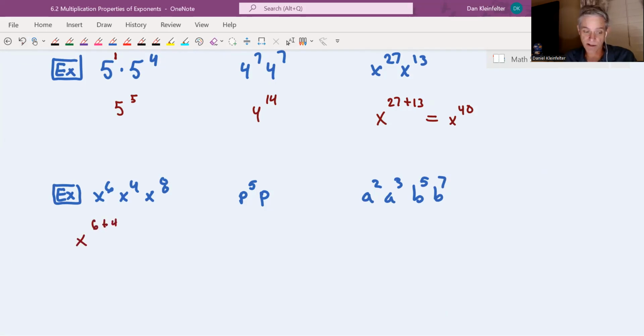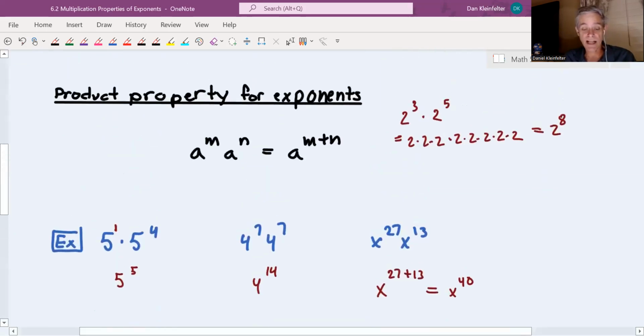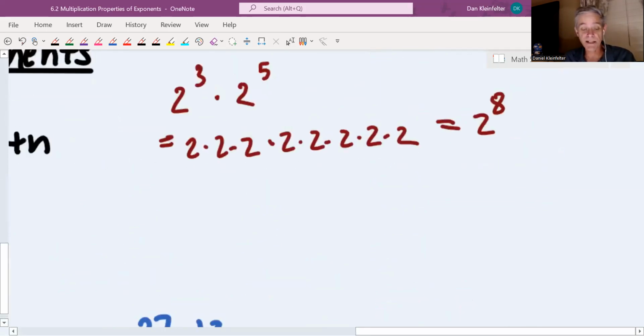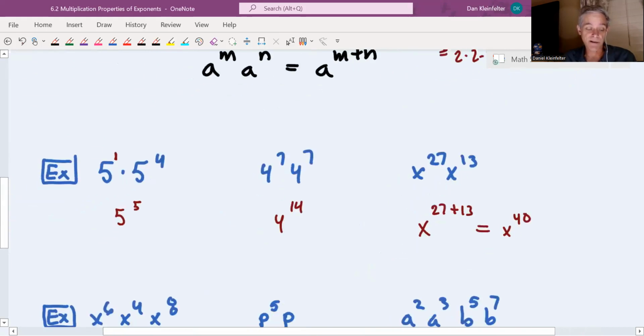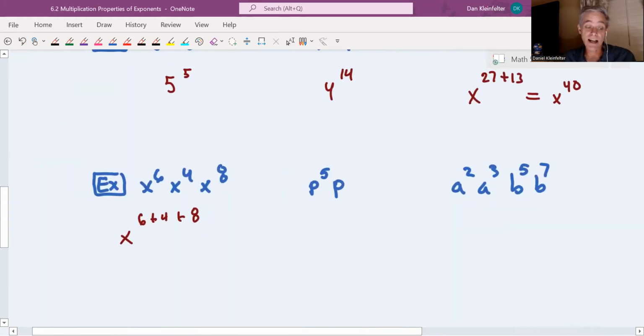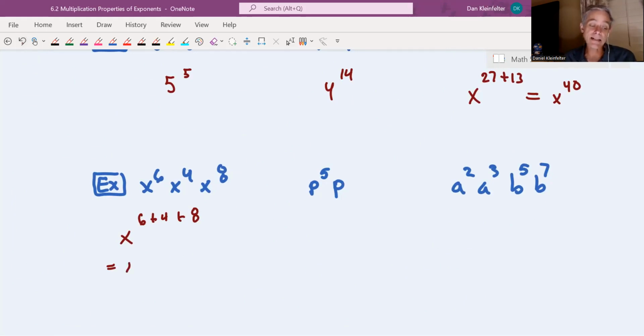With a little thought, we should be able to realize that, well, if you actually saw me write out all those x's the way I did these 2's a minute ago, I'm not going to do it, don't worry. But if I did, I'd have to write out 6 x's, then 4 more x's, then 8 more x's on top of that, and that's a lot of x's. That's going to be 18 of those x's. So it's x to the 18th power.